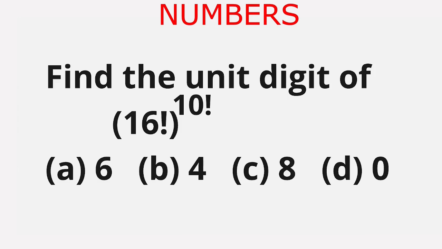Our question is, find the unit digit of 16 factorial raised to power 10 factorial. The given options are option A 6, option B 4, option C 8, option D 0.